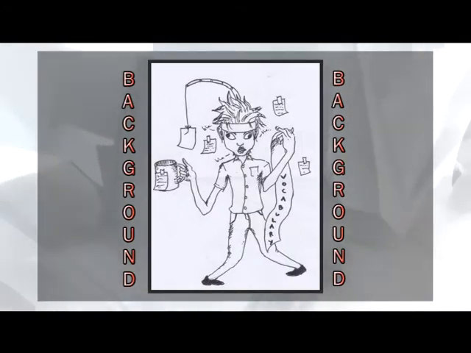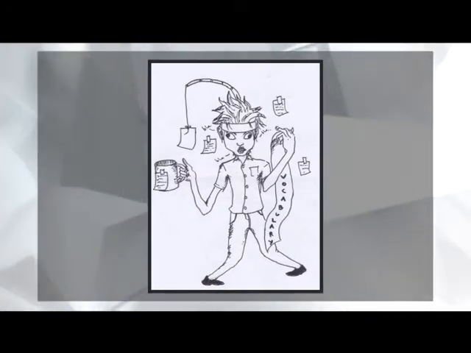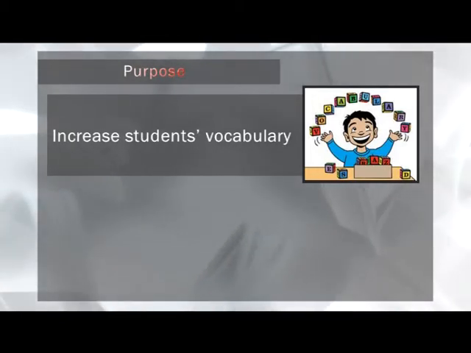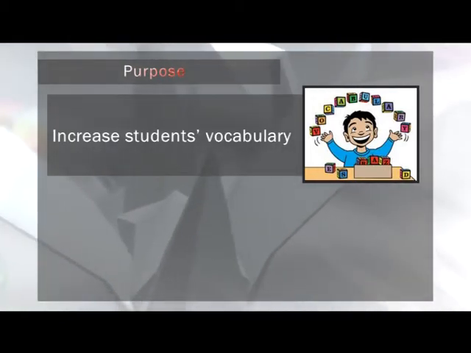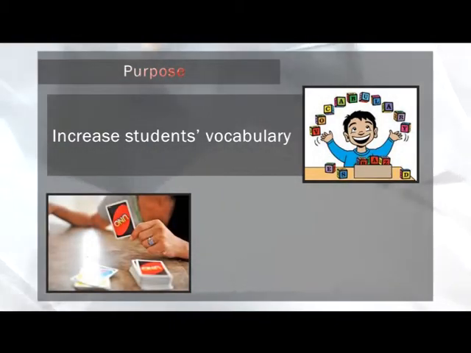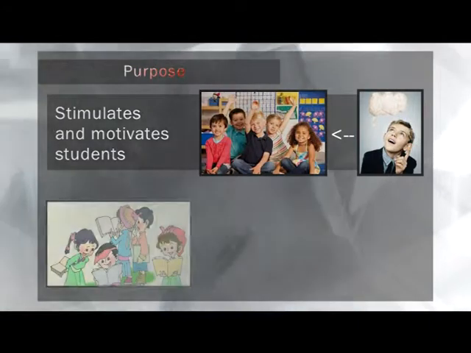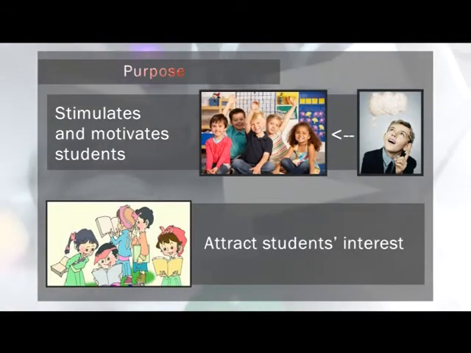UNO is considered an optional technique because it provides many colors and symbols to stimulate students in learning as much vocabulary as possible. The purposes of using UNO for vocabulary are: first, increasing students' vocabulary, especially nouns, verbs, adjectives, and adverbs. Second, creating fun learning activities. Third, stimulating and motivating students' understanding in learning vocabulary. And the fourth, attracting student interest in learning vocabulary.